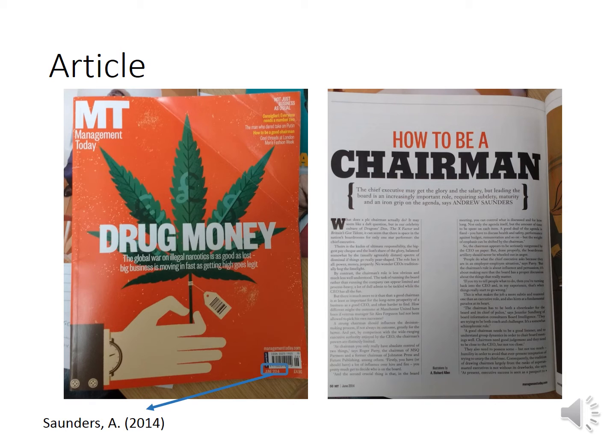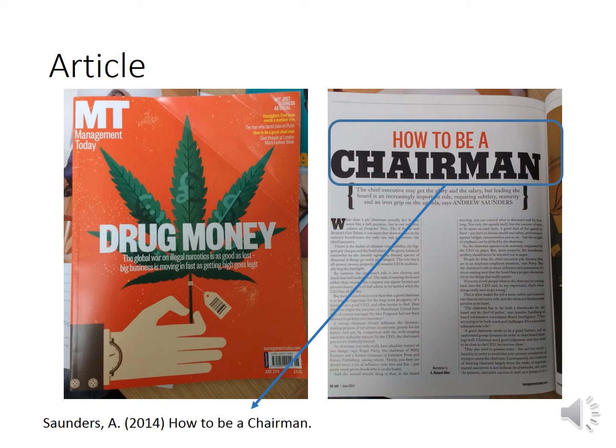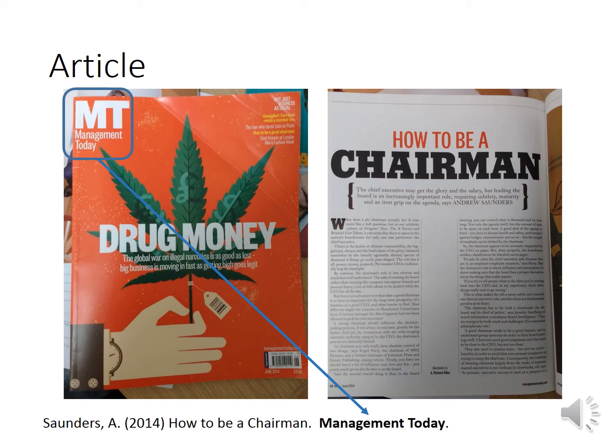Now this one gets a bit interesting. When we talk about the title, we actually write both titles. So first of all we start with the title of the piece, which is How to be a Chairman, and next we type the title of the publication, in bold so that I can find it easier. So if my tutor was looking for this, they need to look for Management Today, and then they can find the article.